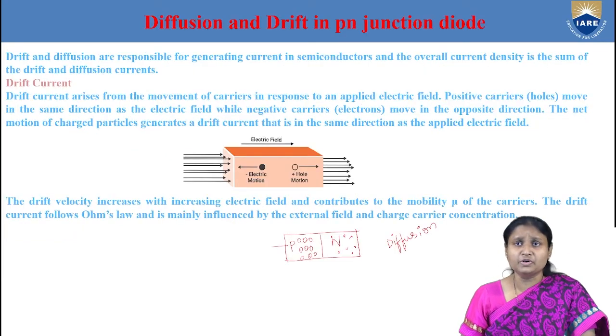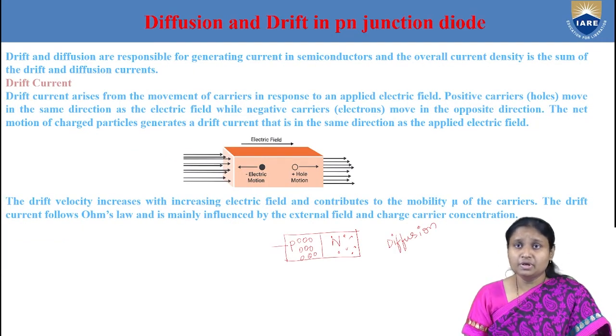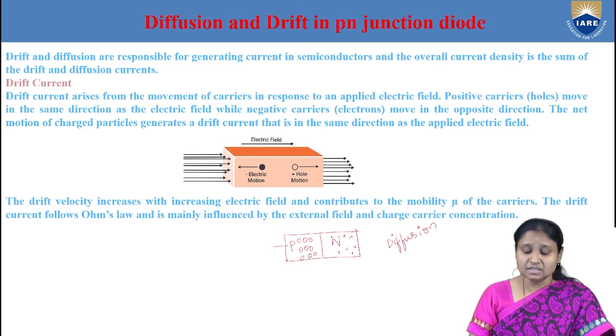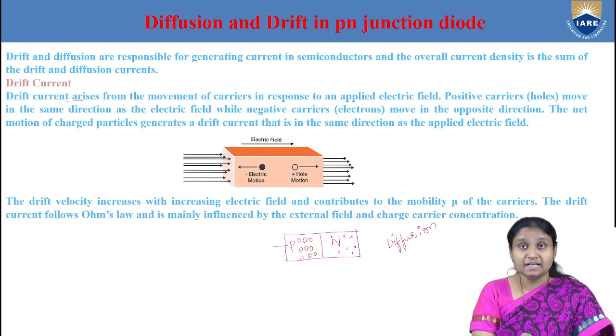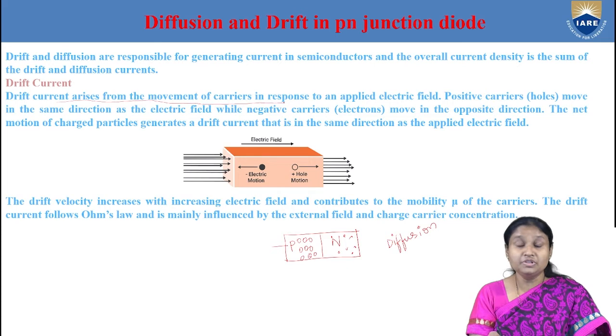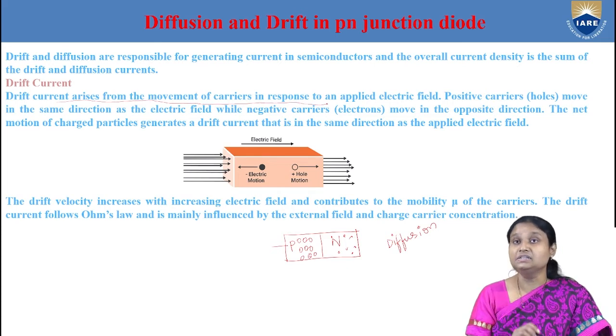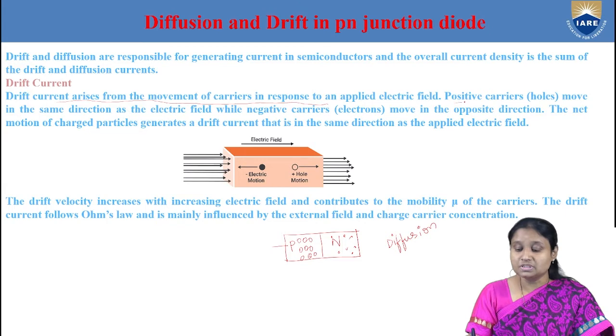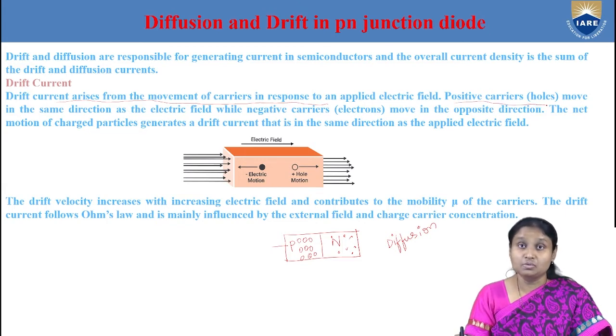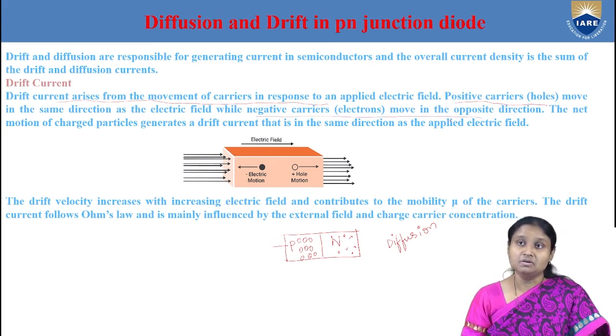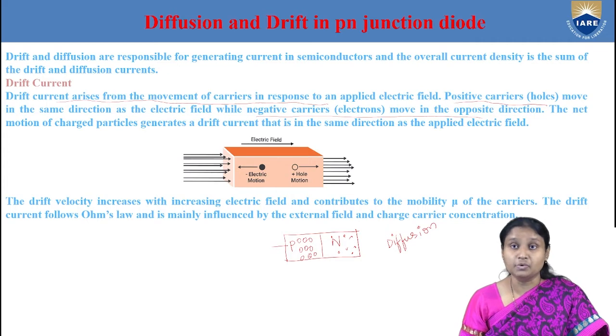Now coming to the drifting process. When we talk about this drifting phenomenon, drift current arises from the movement of carriers under the influence of an electric field. So when we apply an electric field, drift current will arise. Here the positive carriers, which are nothing but the holes, move in the same direction as the electric field, whereas the negative carriers move in the opposite direction. So this is a very important case.